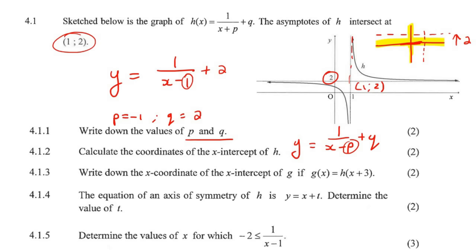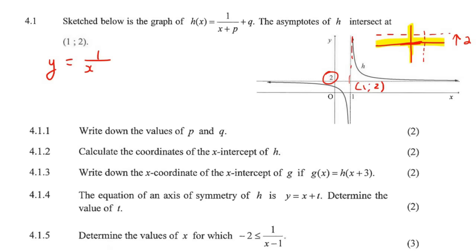So you always have to be careful with what they've given you as the base. Either they're going to have a plus or a minus, and it doesn't matter, they can change it. So we now have our equation as 1 over x minus 1 plus 2. So that is our equation for this. Let's get rid of all of that.